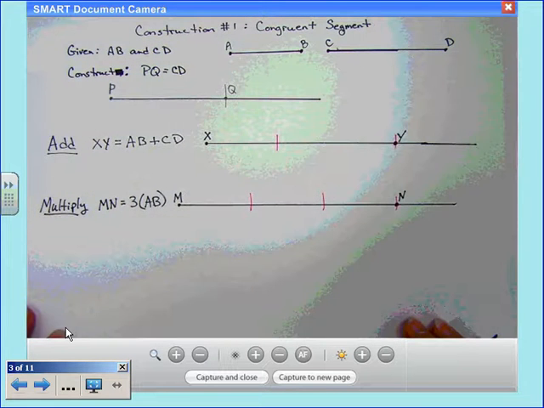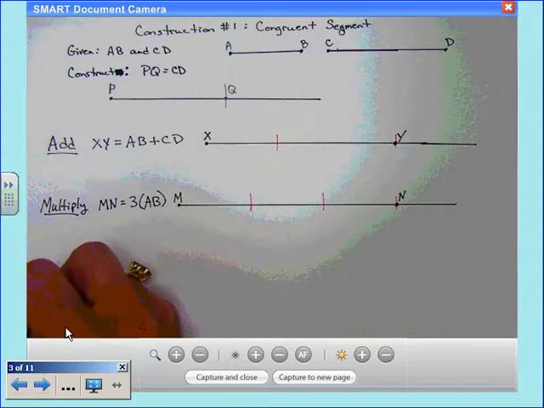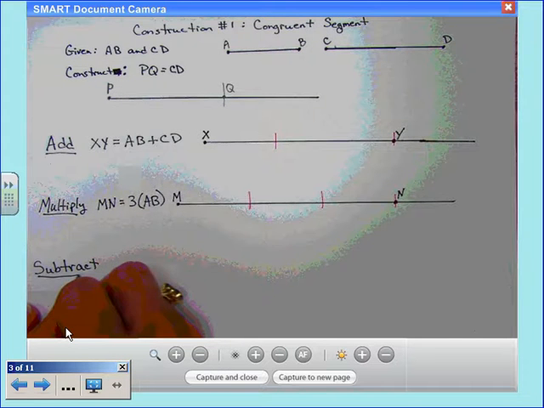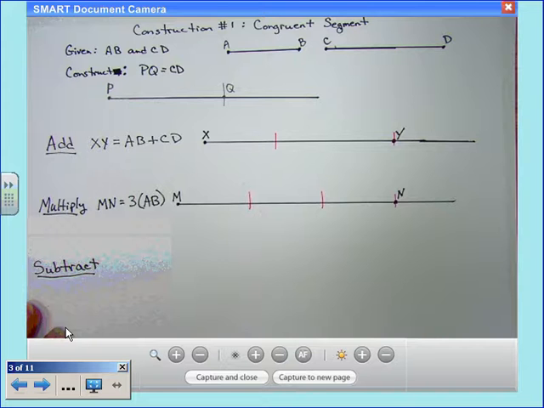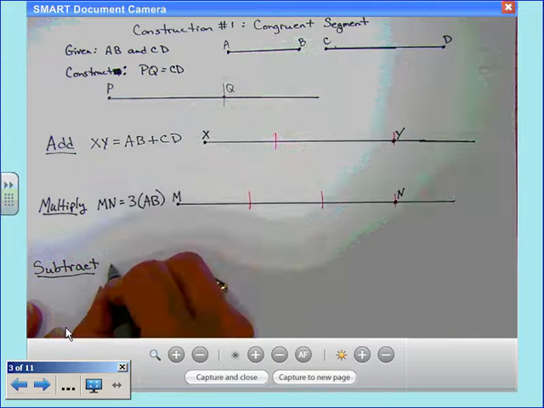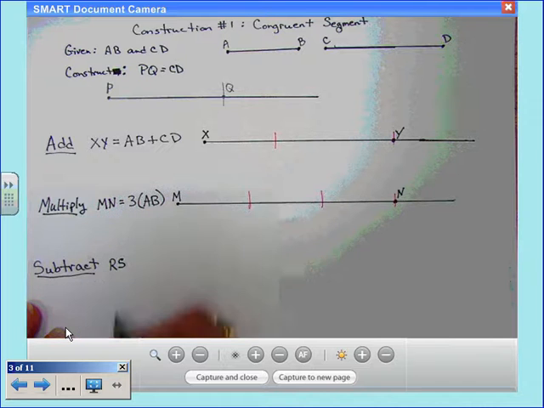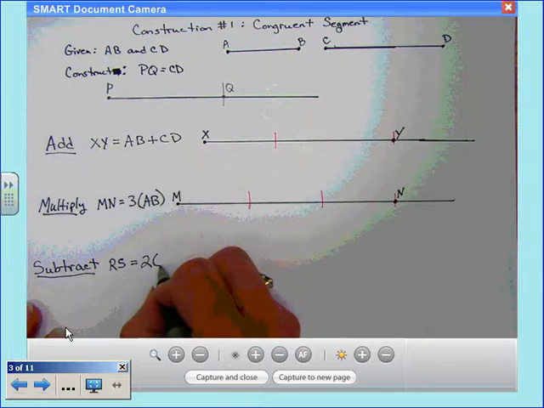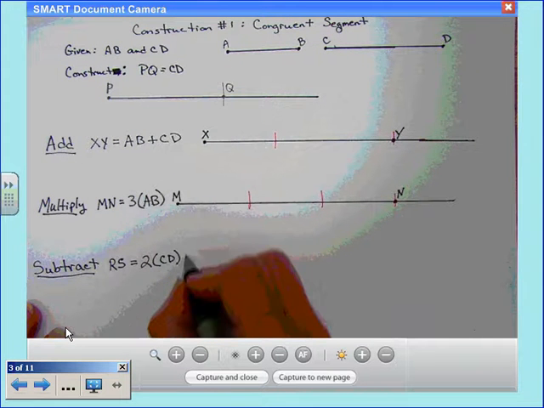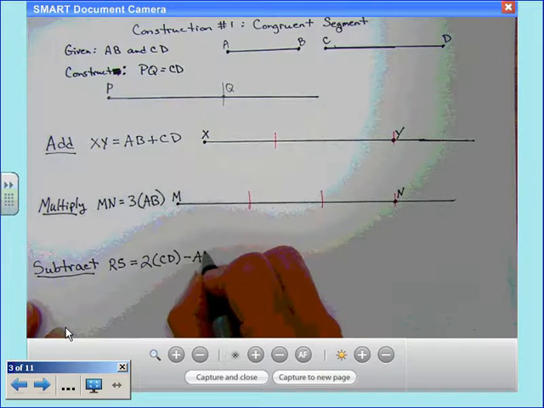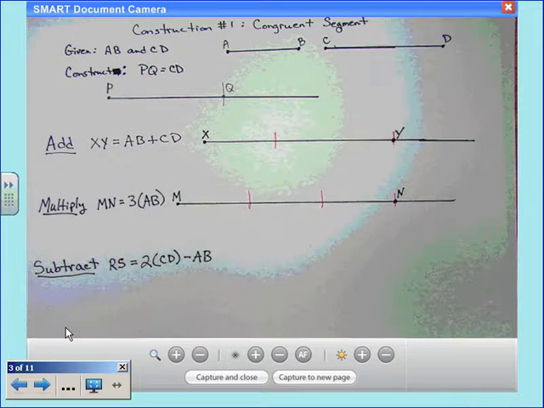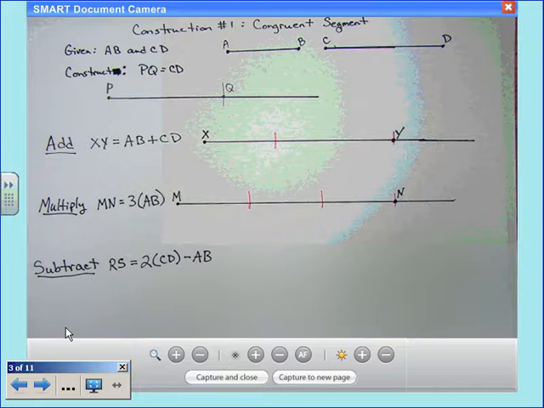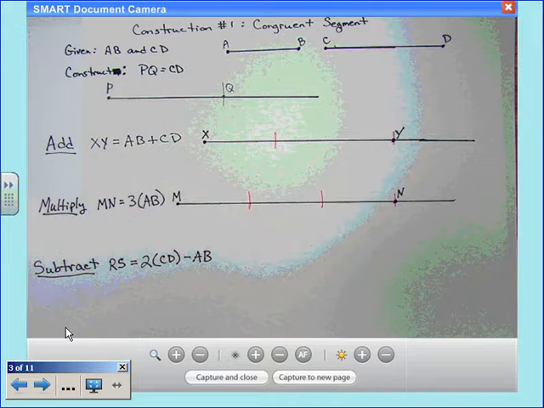And now we want to do one more. We want to subtract segments. Subtract. We're looking for a segment RS that's equal to 2 CDs minus an AB. Okay? RS equals 2 CD minus AB. That's the problem we're after.